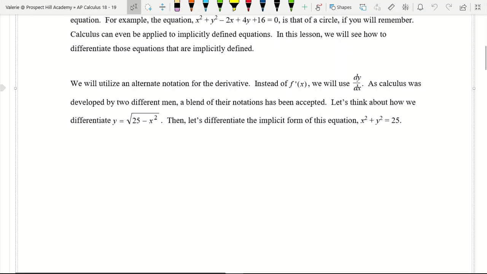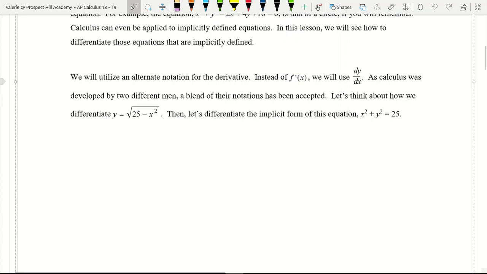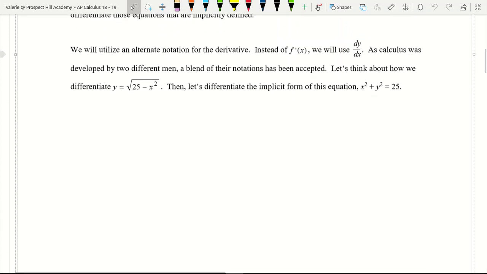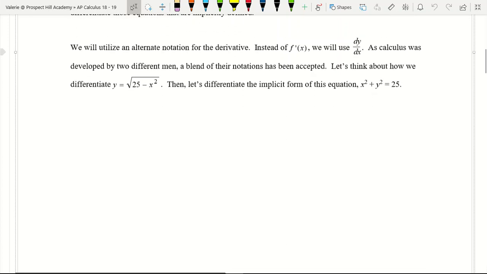Let's think about how we differentiate y equals the square root of 25 minus x squared. Then let's differentiate the implicit form of this equation, x squared plus y squared equals 25. Before we do that, I just want to point out this notation that we're going to start using a lot more often, dy dx.